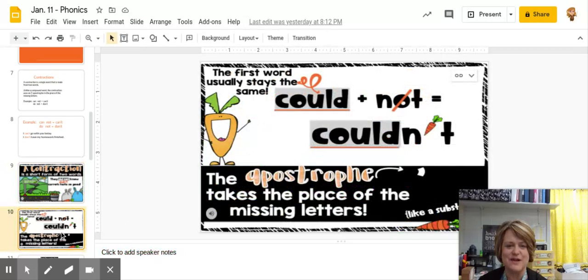Let's look at another one that also uses not at the end. It says the first word usually stays the same. Could not. So the first word's the same, could, almost always. And then for the not words, they take out the O and they put in the apostrophe. And look at that cute little apostrophe. They've made it out of a carrot. And we're going to be using some of those later this week too, just for fun. The apostrophe, which looks like this, hangs up high, takes the place of any missing letters that we may have.